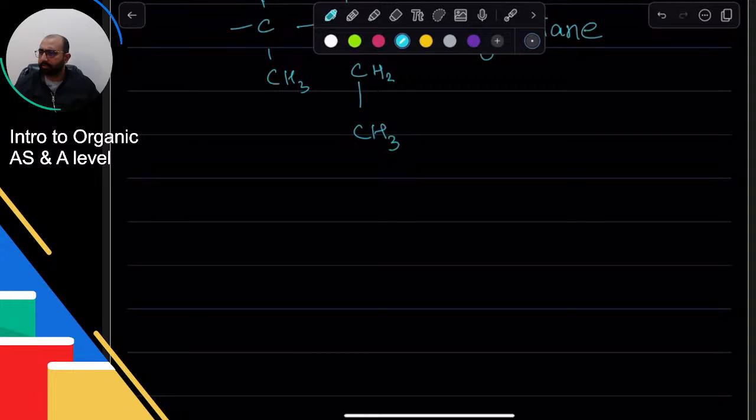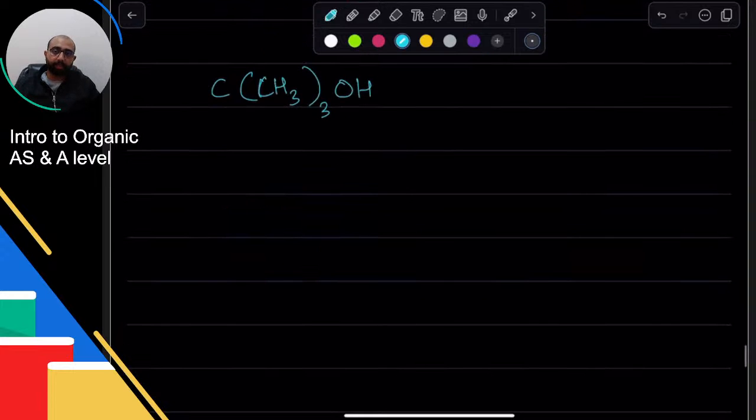There's also other ones, but we have done more difficult ones, so it doesn't make much of a difference. Okay, let's try this one. Okay, so we have to name this compound.